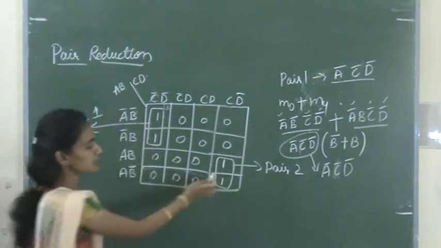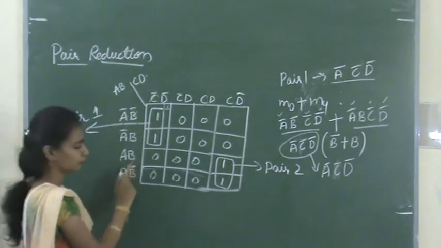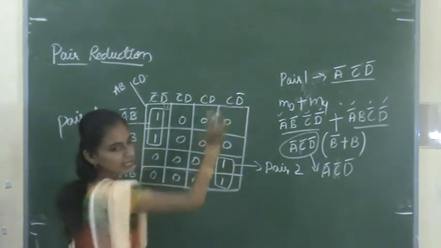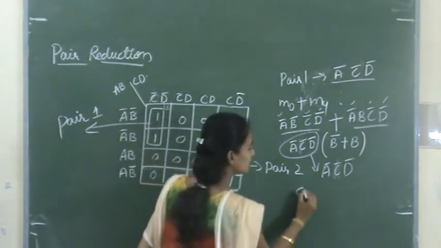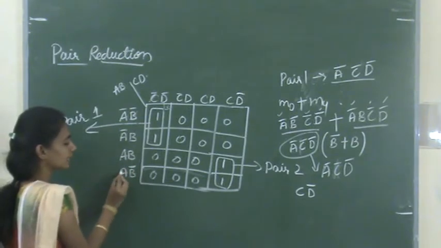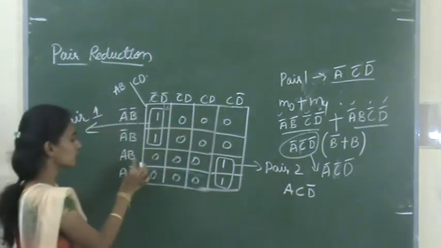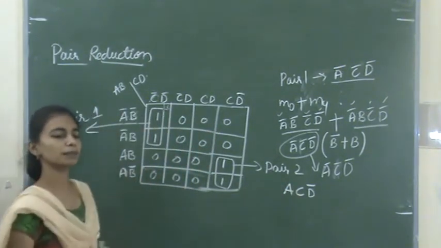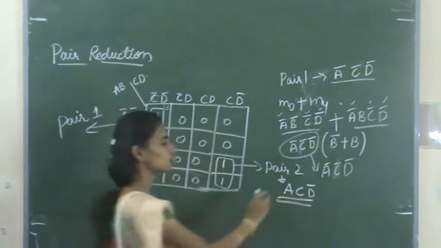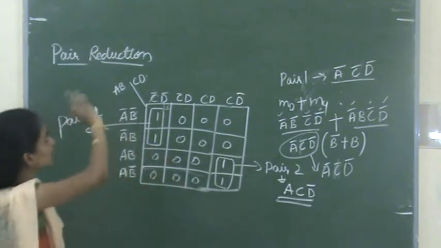It's the same for the second pair also. See here, we are taking A, B, B bar, C, D bar. For these two ones, C, D bar is common, so I just write C, D bar. Then in these two terms, A is a common factor, so I write A. The remaining thing is B bar, and we know that B plus B bar is equal to 1, so no need to write it. So now this expression 2 is reduced to A, C, D bar. Like this we reduce in a pair reduction.